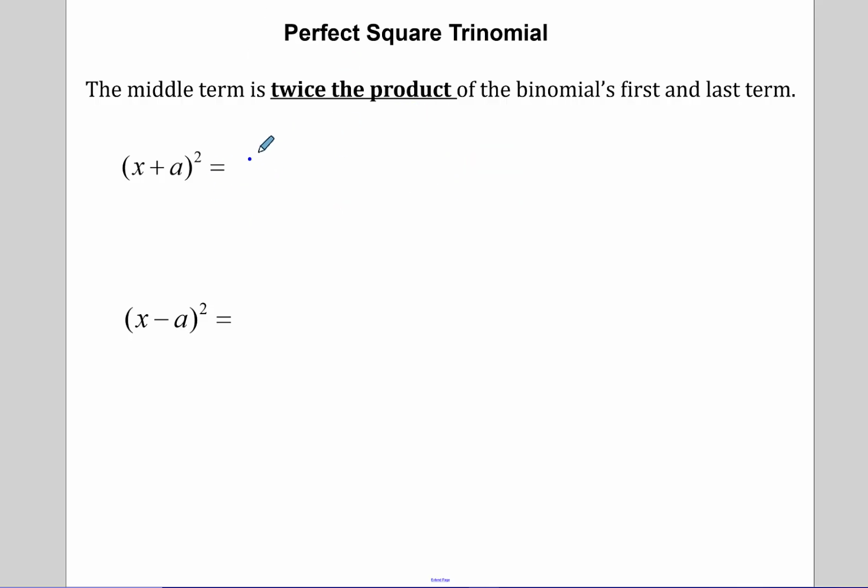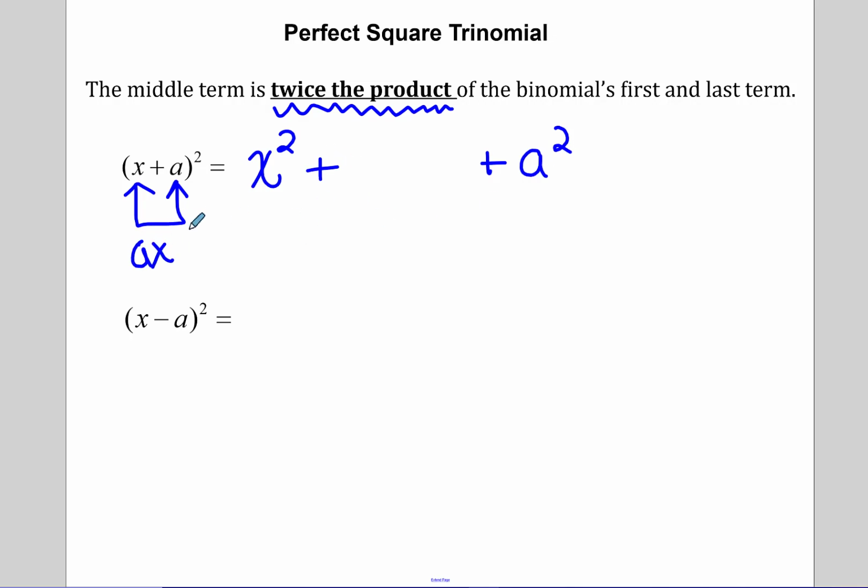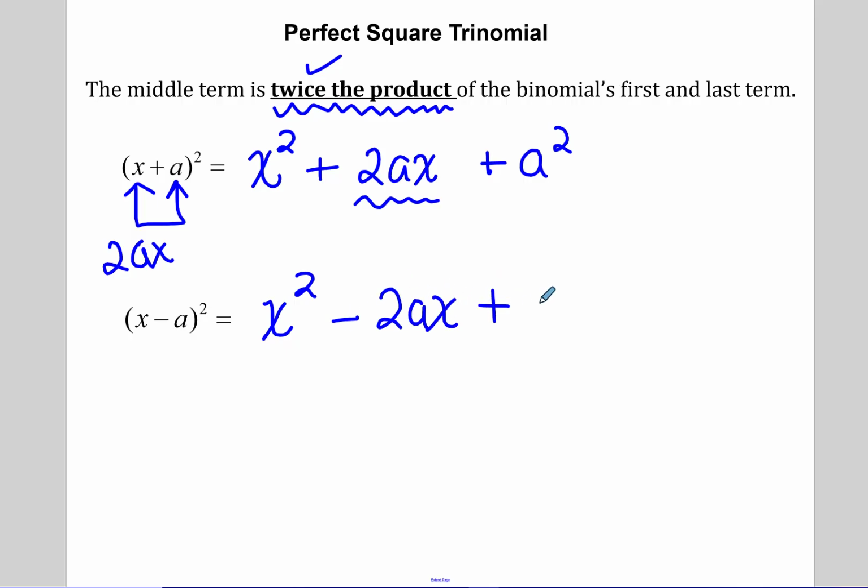But if you know the pattern, you know that you're just doubling the product of the outside and inside. So you can square the first term and square the last term, but don't forget the middle term. If you multiply a times x and you take twice that, that's the middle term that often gets left behind. Okay, so same thing with the difference of a binomial squared. It's going to be x squared and then minus 2ax. But the last term is positive because a negative times a negative is a positive.